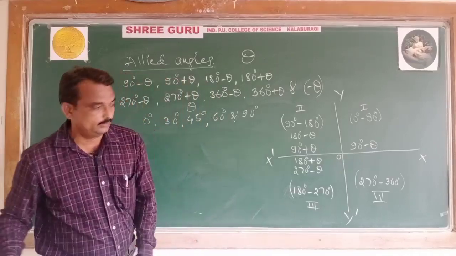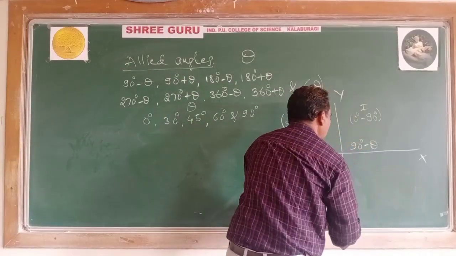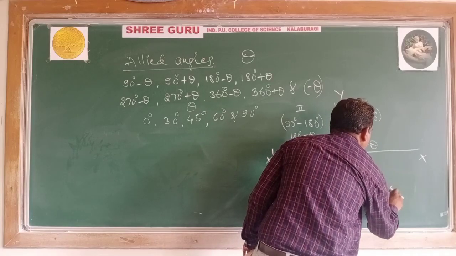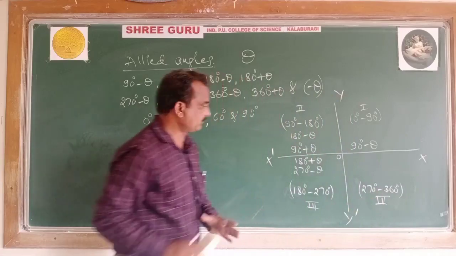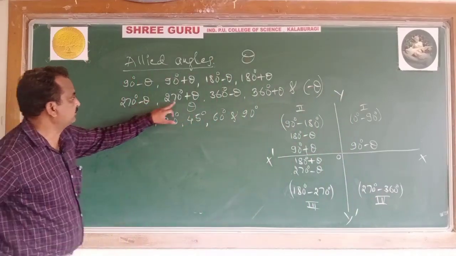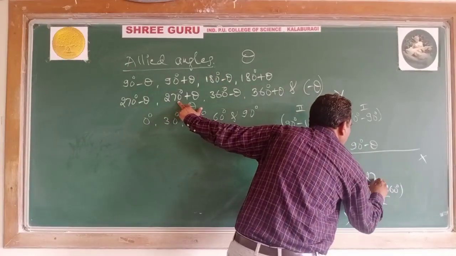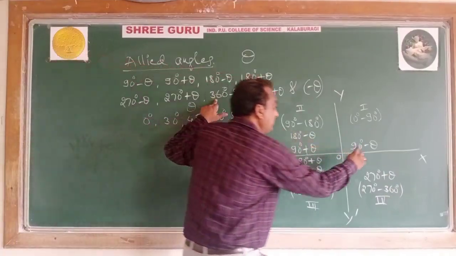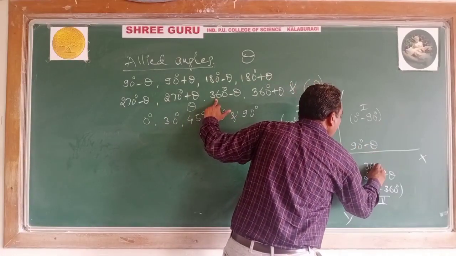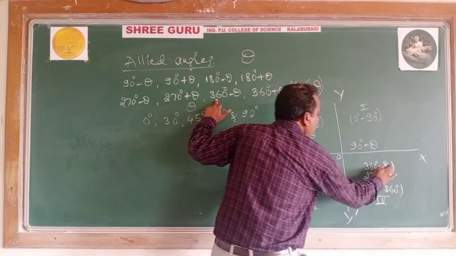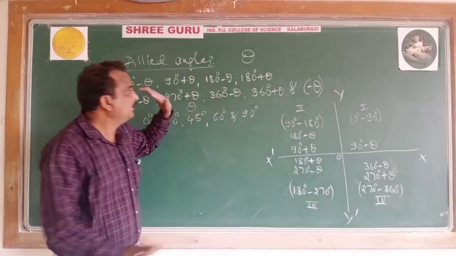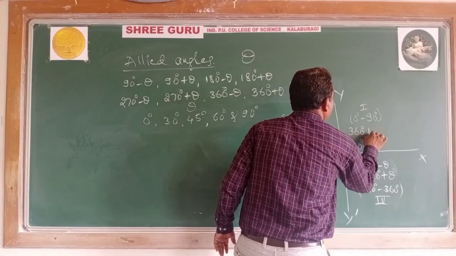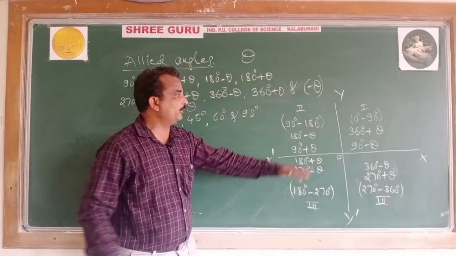Now next, come to the fourth one, the fourth quadrant. The position of the fourth quadrant is 270 to 360 degrees. After 270 minus theta, 270 plus theta is in the fourth quadrant. The next, 360 minus theta, up to 360, where theta is an acute angle. The next, 360 degrees plus theta, whatever it may be, where theta is an acute angle.